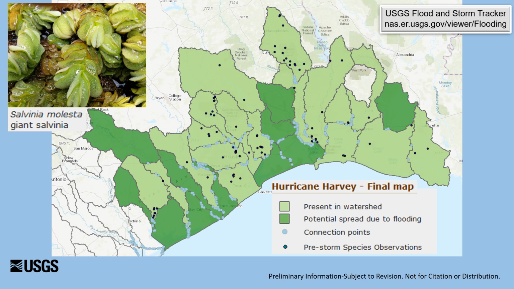And this is just one example of many of the storm maps that we've created, these FAST maps that we've created since 2017 for most major storms all the way up to last year's Hurricane Ian. And you can find out more of that information on our website, nas.er.usgs.gov/viewer/FASTflooding.